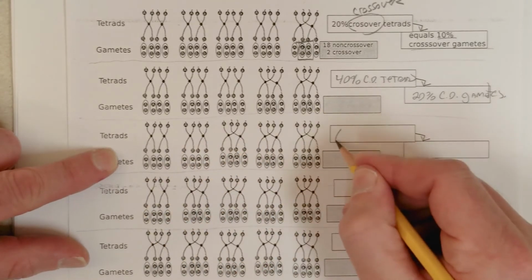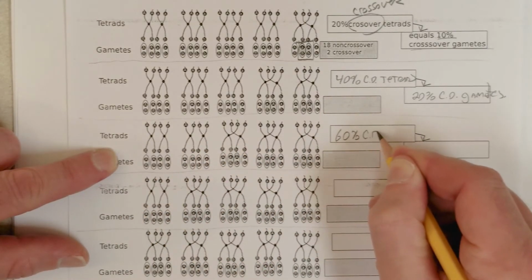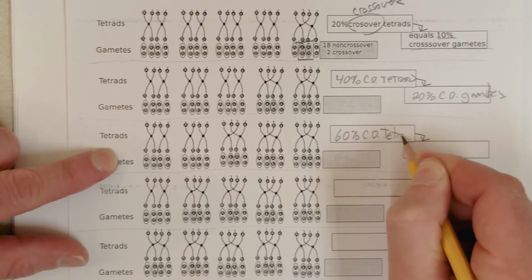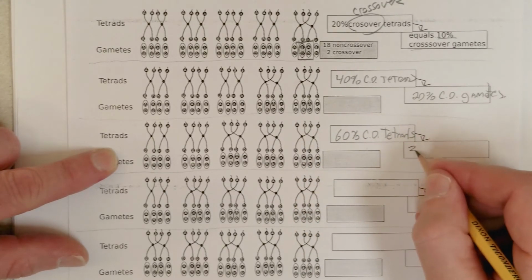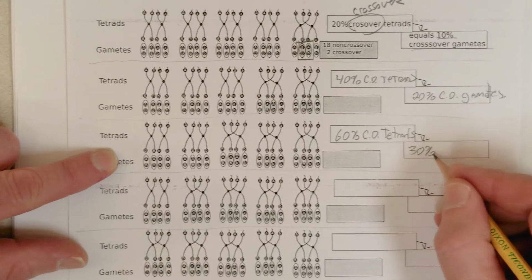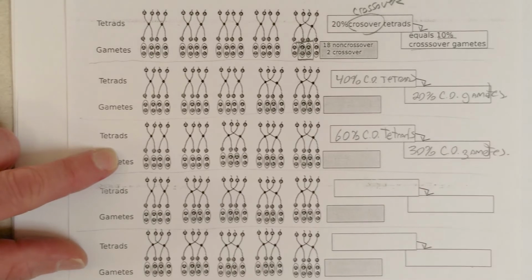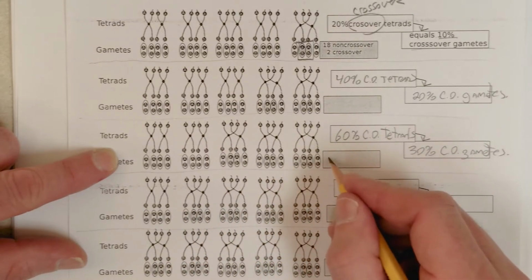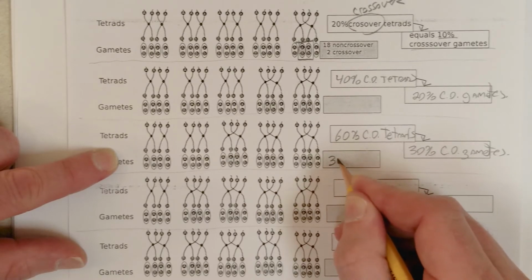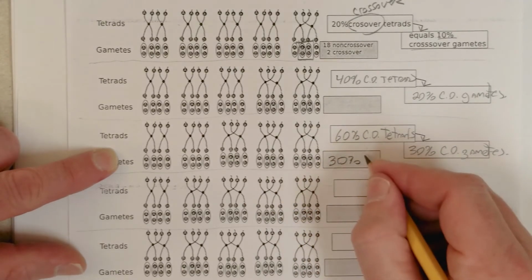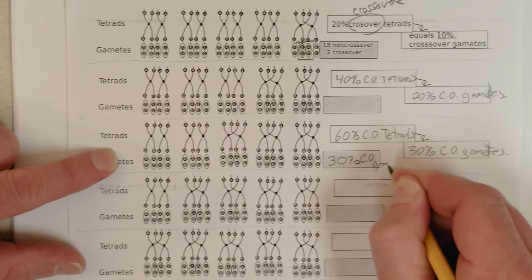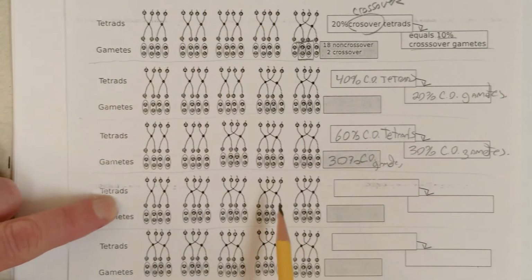So down here, 60% crossover tetrads. If you divide that by 2, according to our formula, we should see 30% crossover gametes. So let's count them up. 1, 2, 3, 4, 5, 6. Okay, 6 out of 20 crossover gametes, that is 30%. 30% CO gametes. Okay, I think you might see where we're going by now, right?